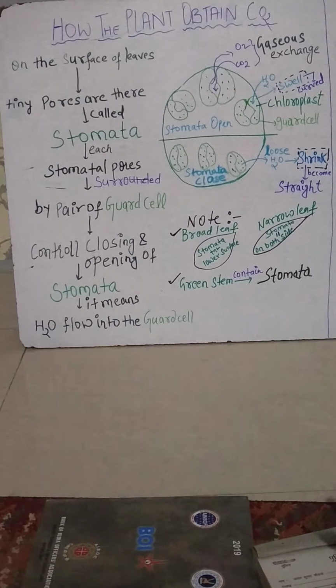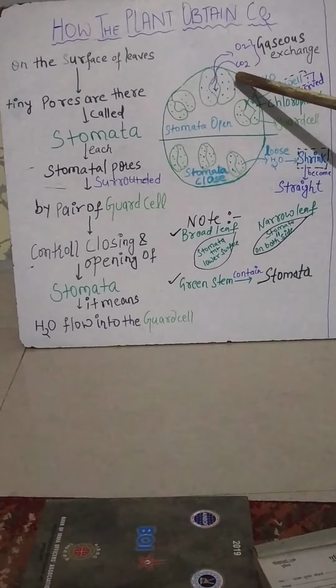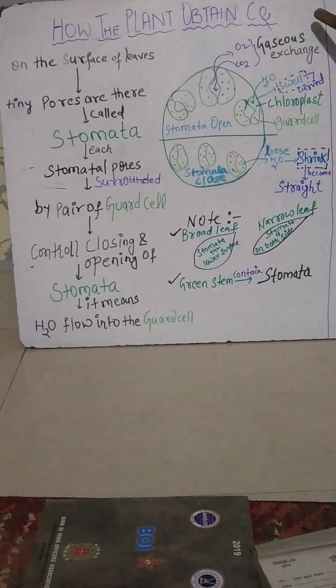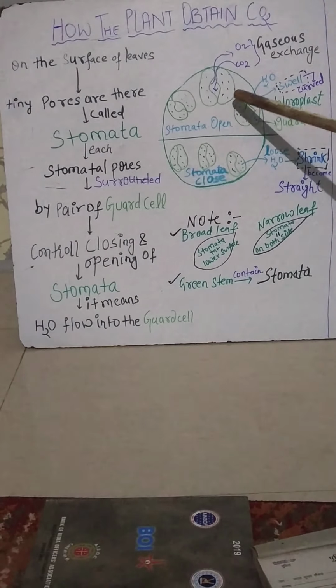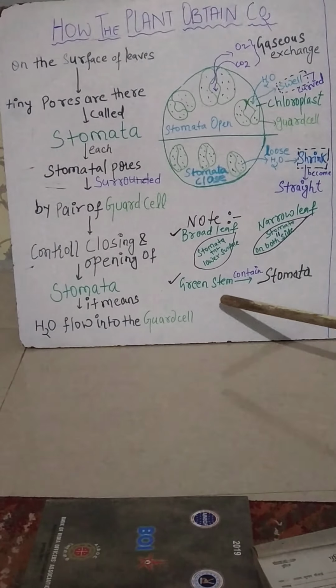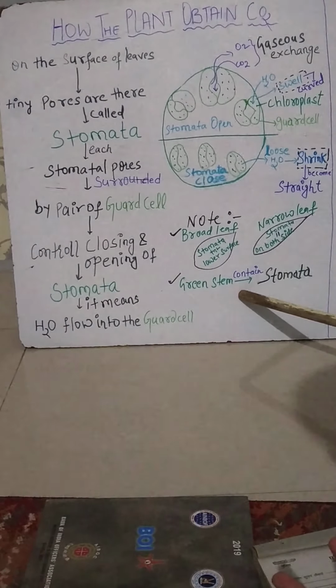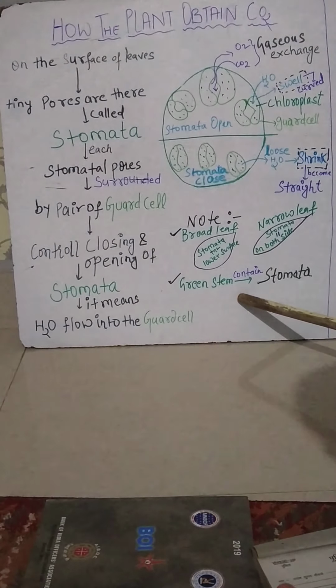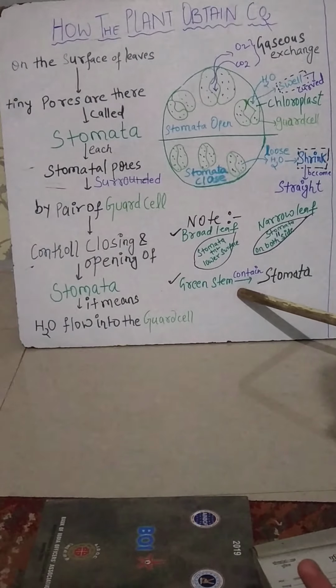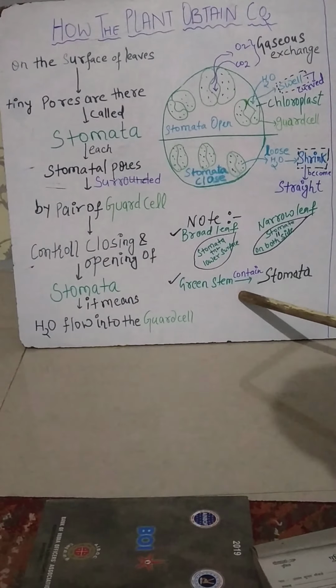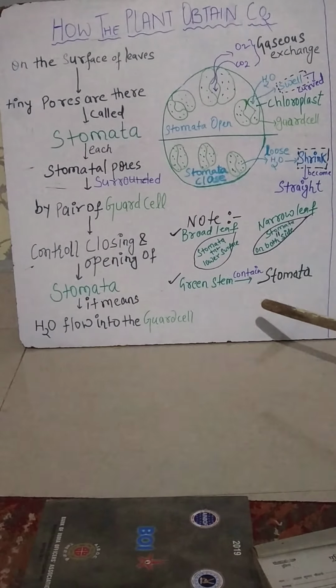Green stems also contain stomata. If stomata are there in the green stem, what does it indicate? It means gaseous exchange will take place. If gaseous exchange takes place, it means CO2 is available in the green stem. If CO2 is available in the green stem, and water is there through the root, then with the help of CO2 and water, green stems carry out the photosynthesis reaction. It means green stems also prepare their own food. So this is an important point.